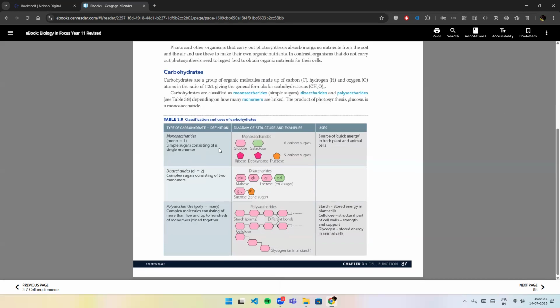Monosaccharides are simple sugars consisting of a single monomer, a source of quick energy in both plant and animal cells. Disaccharides are complex sugars consisting of two monomers, like maltose, lactose, and sucrose. Polysaccharides are complex molecules consisting of more than 5 and up to hundreds of monomers joined together. Starch is stored energy in the plant cell. Cellulose is a structural part of cell walls, giving strength and support. Glycogen is stored energy in animal cells.